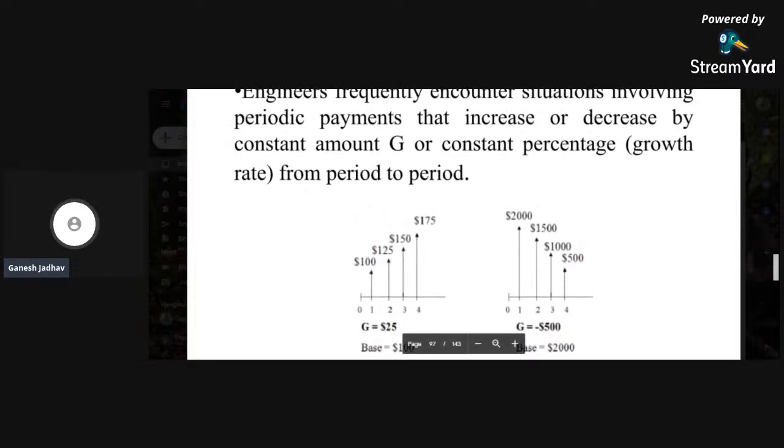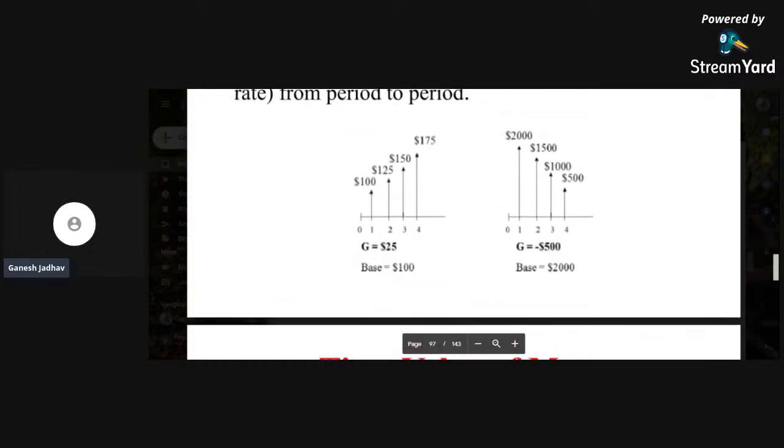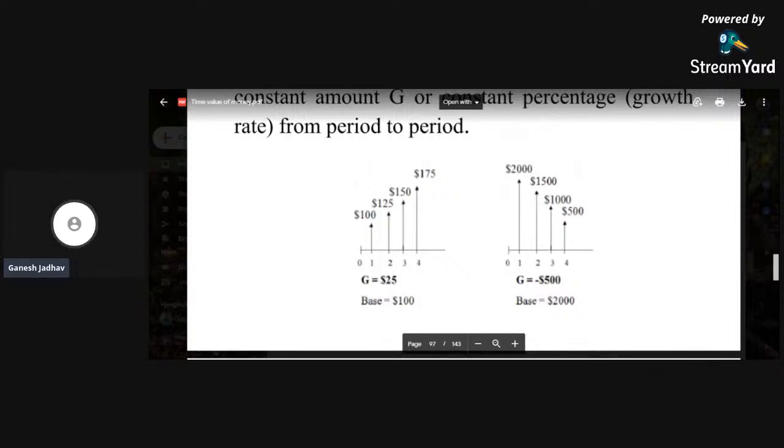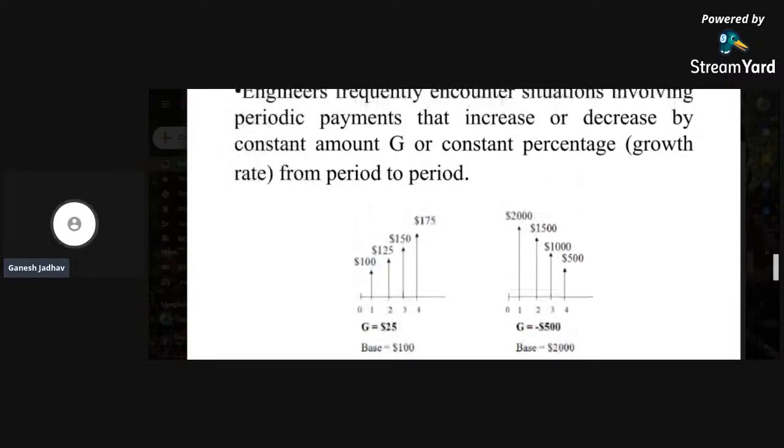This is for the initial, then for 1 year completed, then 2 years completed, 3 years completed, and 4 years completed, and the value of G is 25. So you add 25 to the base value. 100 plus 25 is 125, then 125 plus 25 is 150, 150 plus 25 is 175. And here is another one, where G's value is negative.